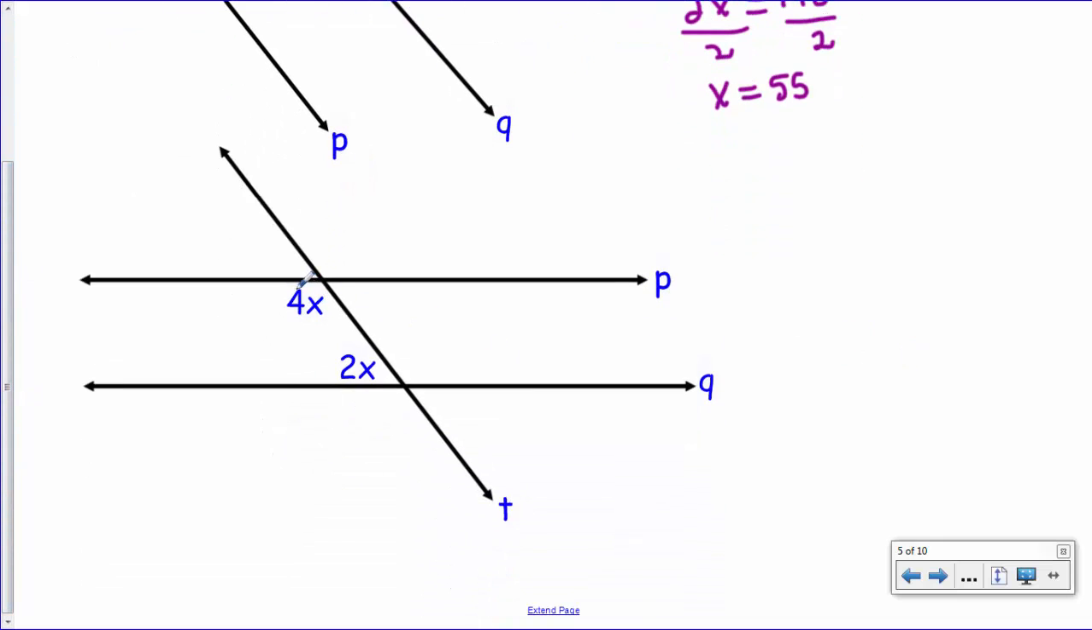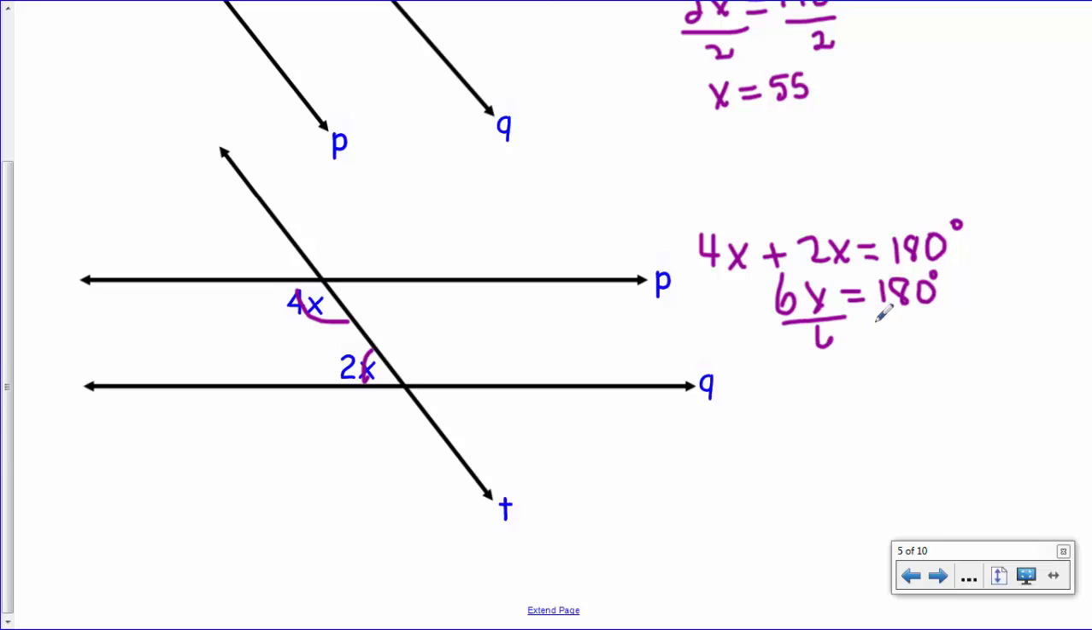In the next example, 4x and 2x are consecutive interior angles, which we know are supplementary. Supplementary again means add them and set them equal to 180 degrees. So I add the two angles, set them equal to 180. In this case, we simply solve for x. 6x equals 180 degrees. Divide both sides by 6. So x equals 30.